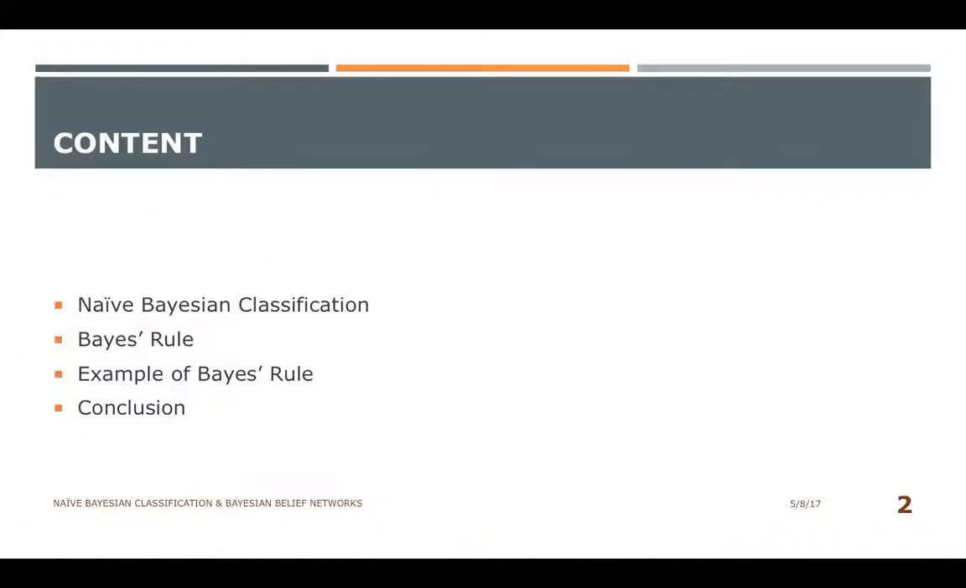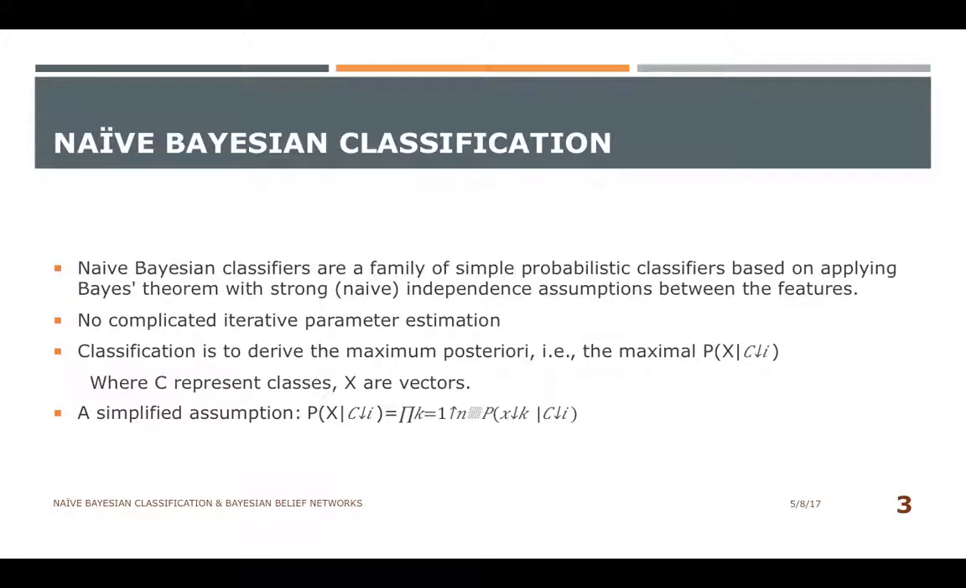So I will cover the following content. The first one is the Bayesian classification. The second one is the Bayes rule. I will explain how it works with an example and how it is related to the Bayesian classification. And later we will conclude it in the following manner.